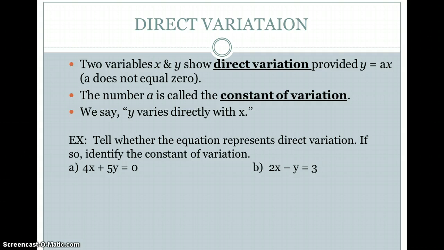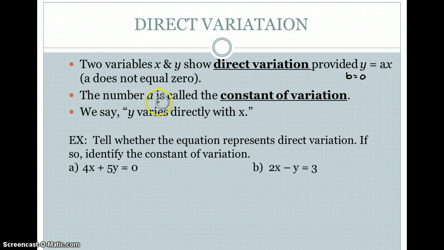Two variables, x and y, show direct variation, provided that y is equal to ax, where a cannot equal 0. Remember from a couple days ago, we did y equals mx plus b. Similar thing here, except the b will always be 0. So it shouldn't be plus 2 or minus 5 or anything else. You should only have y equals some constant times x.